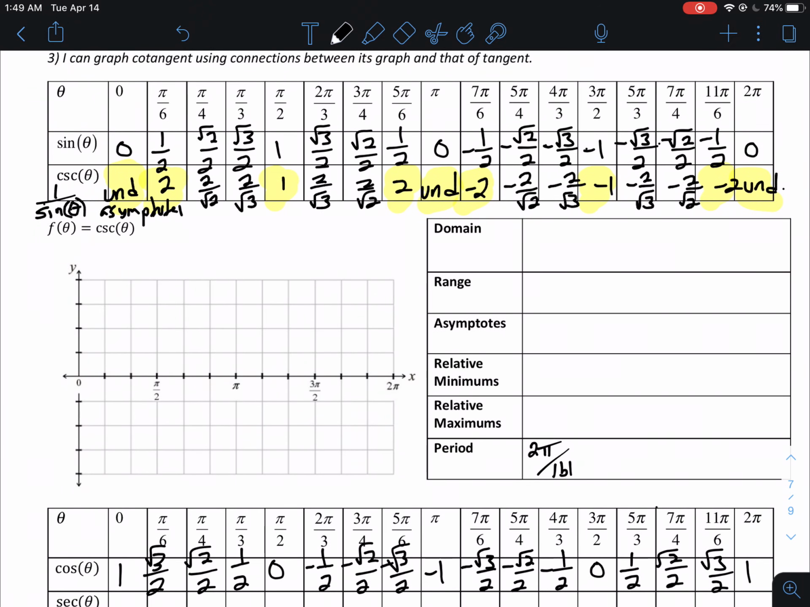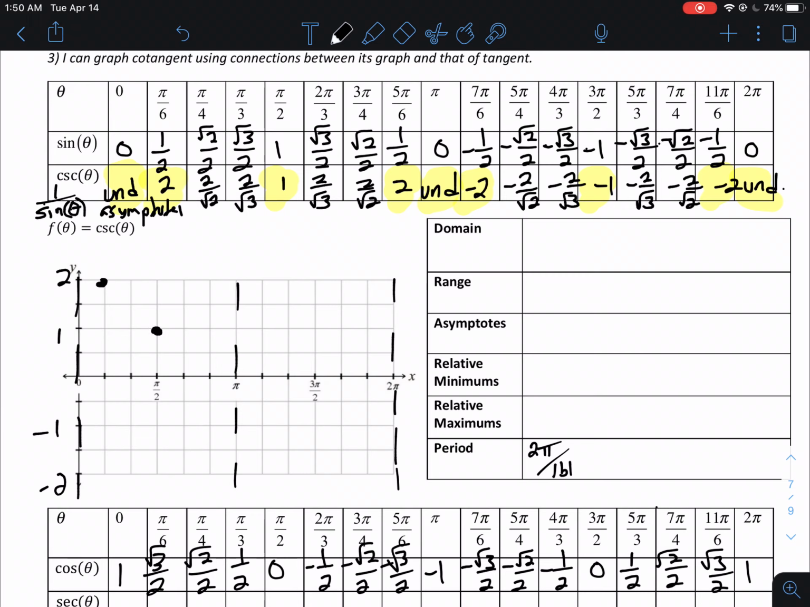Just to give you an idea of what this graph looks like, let's go ahead and fill in the asymptotes first. So at 0, at pi, and at 2 pi, we have asymptotes. And then at pi over 6, comma 2, we're going to have a point there. Pi over 2, comma 1. In fact, let's go 1 here, 2, negative 1, negative 2. That way it's a little bit more spread out when we're graphing it.